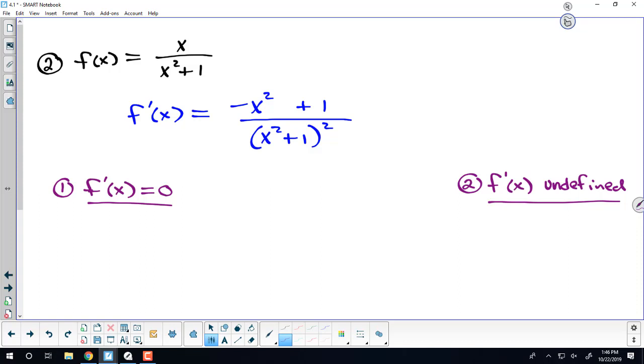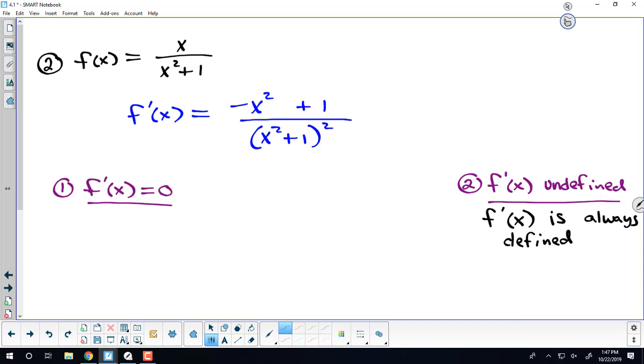It's defined everywhere, right? Because when does x squared plus 1 equal 0? Never. Only at imaginary numbers, but no real number can make x squared plus 1 equal 0. So I guess we could say that f prime of x is always defined. Another way to say that is that the domain of the derivative is all real numbers. It doesn't have any places we're omitting.